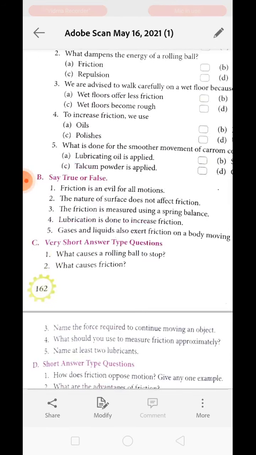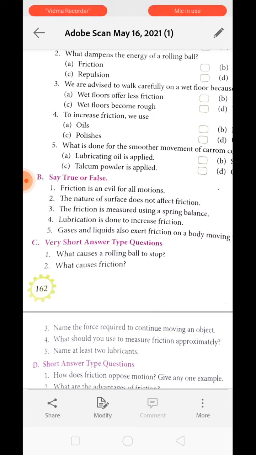Okay, now say true or false. First question, friction is an evil for all motion. It is true because it reduces the speed and make the object stop. Second, the nature of surface does not affect friction. It is false. Nature of surface always affect friction. The rougher the surface, more will be the friction. The smoother the surface, less will be the friction.